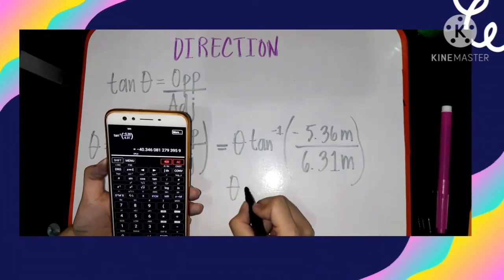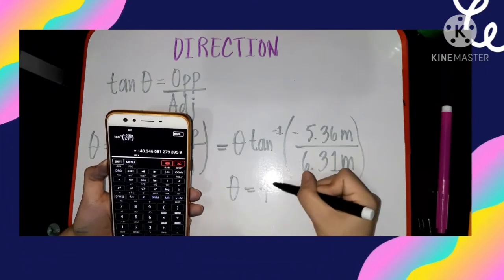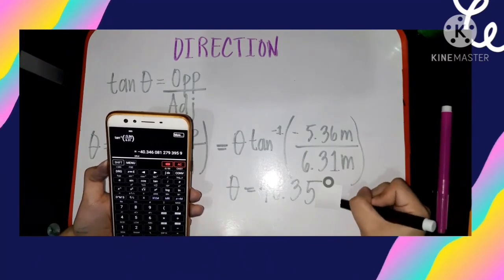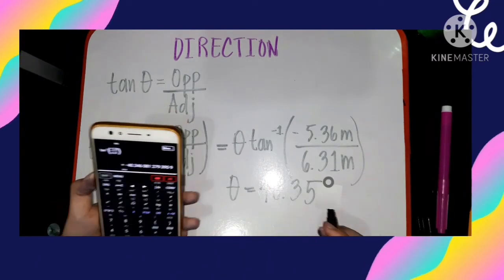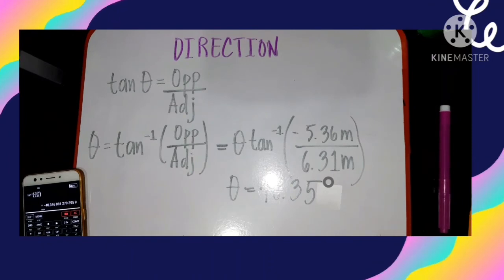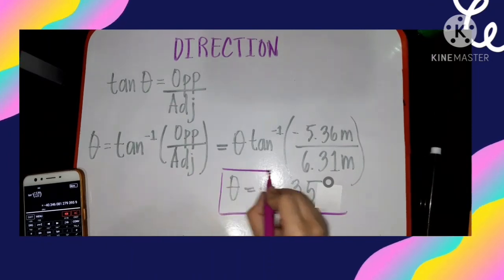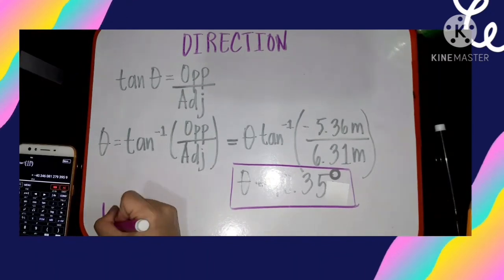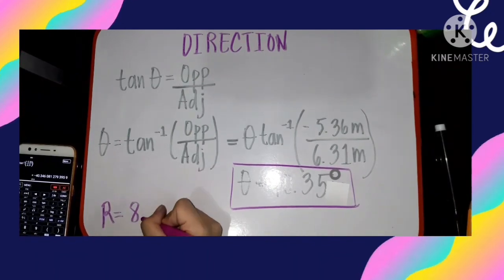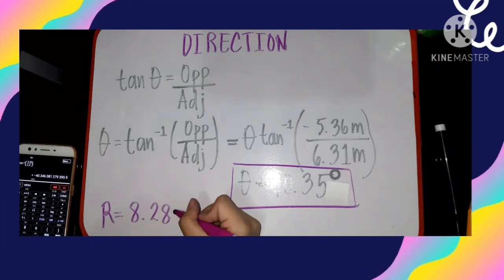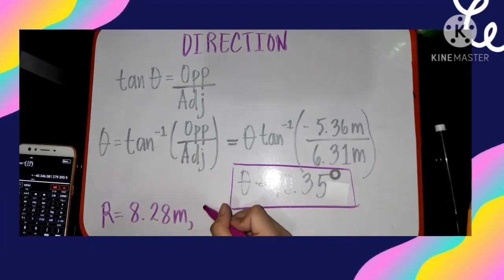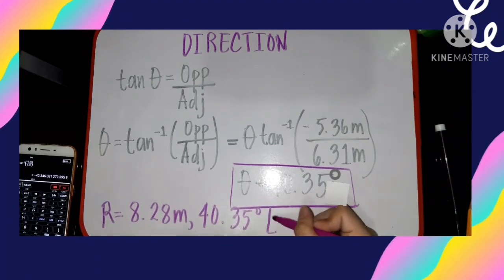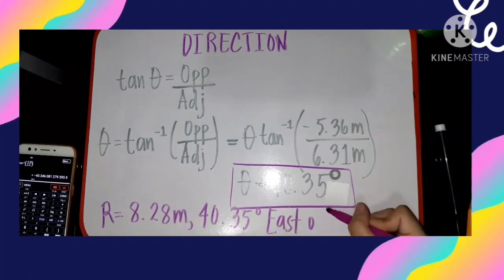The final answer is 40.35 degrees. Our resultant vector is 8.28 meters, 40.35 degrees east of south.